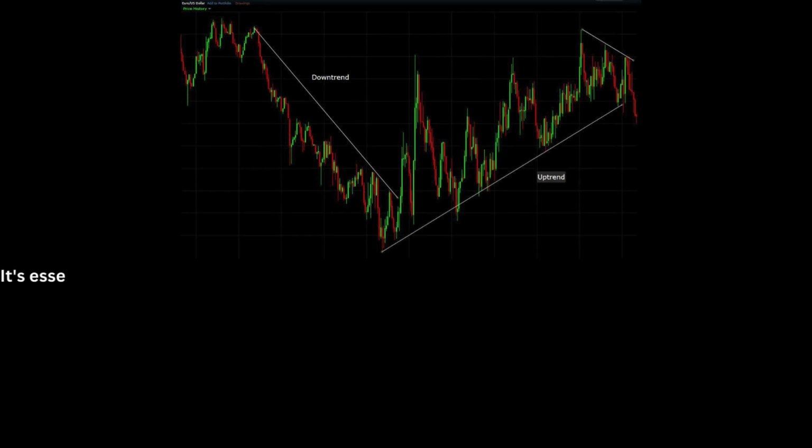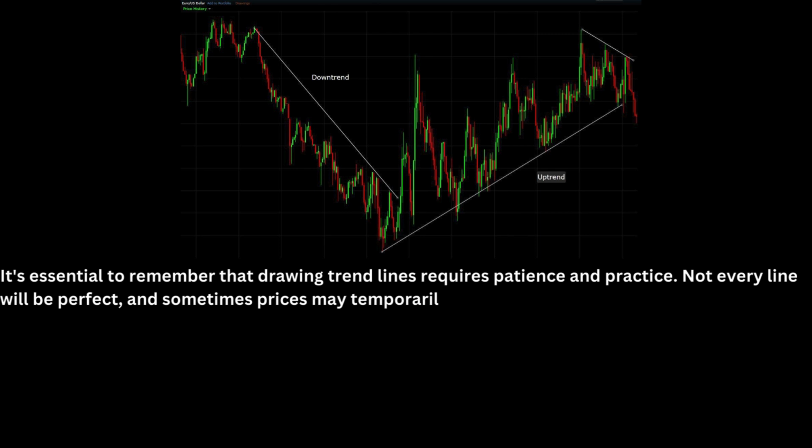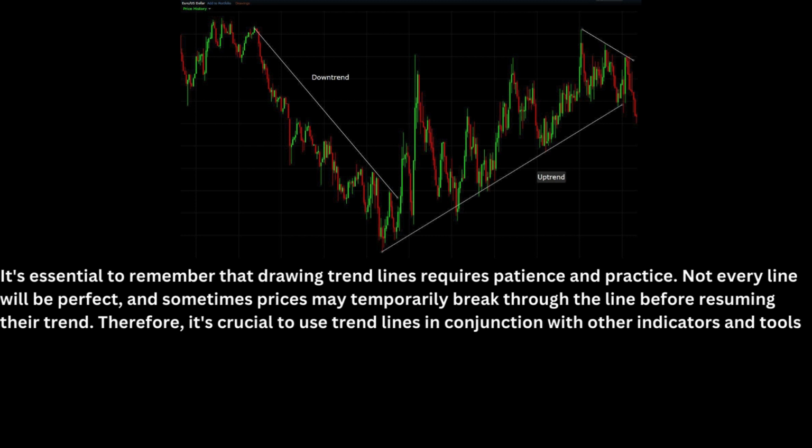It's essential to remember that drawing trend lines requires patience and practice. Not every line will be perfect, and sometimes prices may temporarily break through the line before resuming their trend. Therefore, it's crucial to use trend lines in conjunction with other indicators and tools to make well-rounded trading decisions.